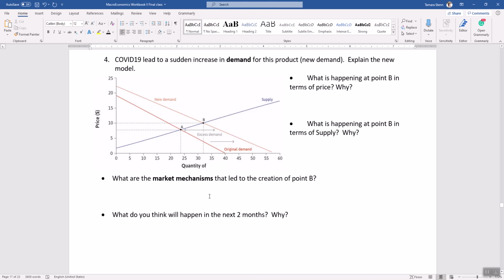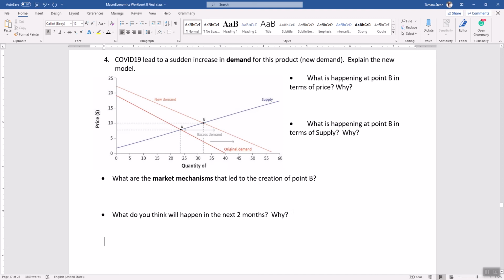So if we're looking at the market mechanisms that led to the creation of point B, we have a virus, right? So the virus is there. It's created a need for the good. Consumers are demanding it. Businesses are responding. So there we see that evidence of the invisible hand. Okay. And what do you think is going to happen in the next 2 months?